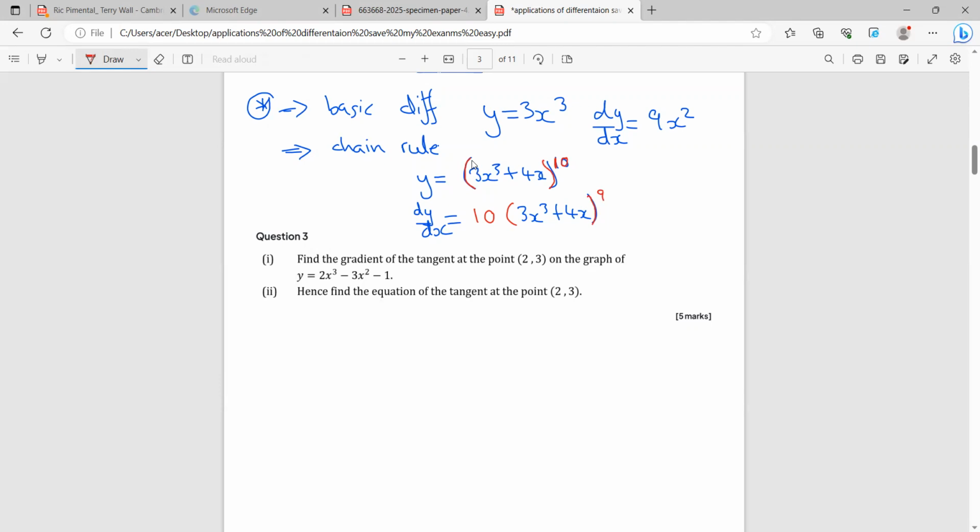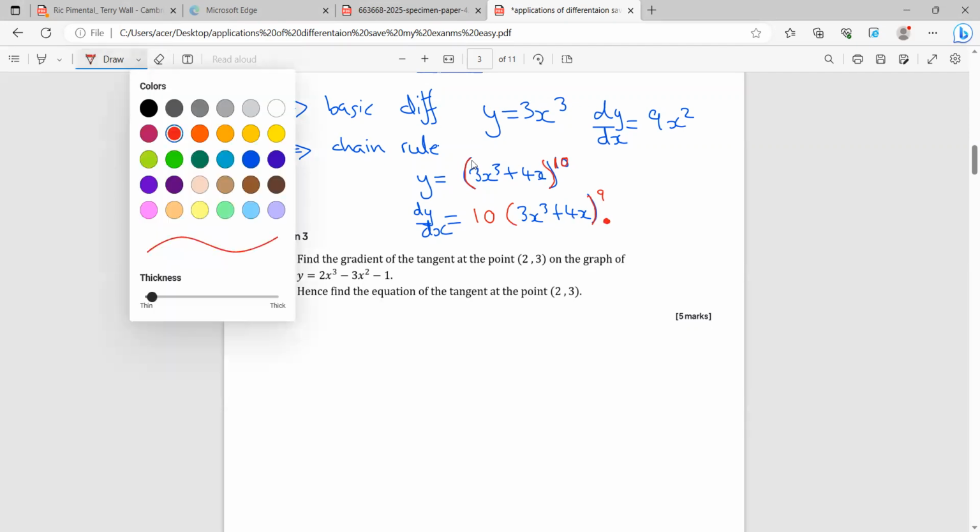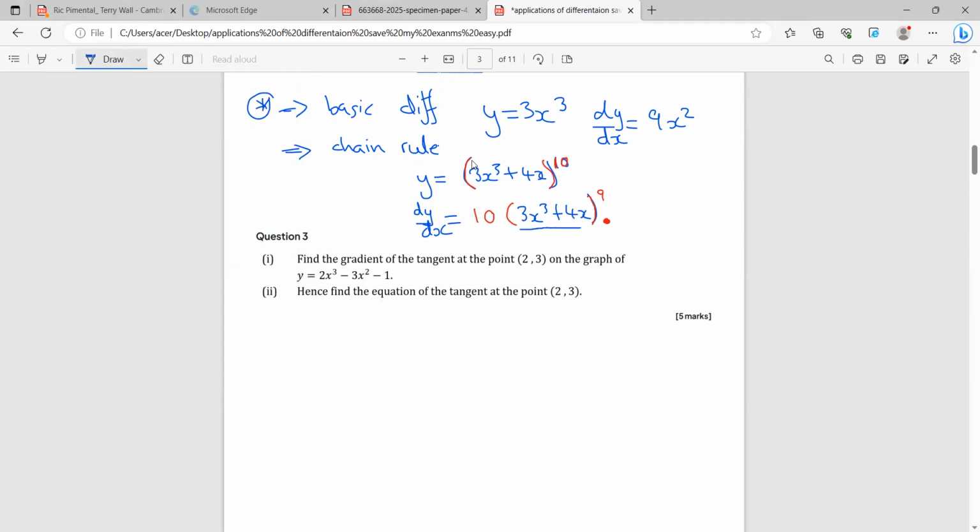All right. But the story doesn't end there. You still need to differentiate the inner function. So I'm differentiating the inner function in blue. If we differentiate 3x cubed plus 4x, we're going to get 9x squared plus 4. So the blue part is when we were dealing with the inner function. The red part is when we were differentiating the outer function.